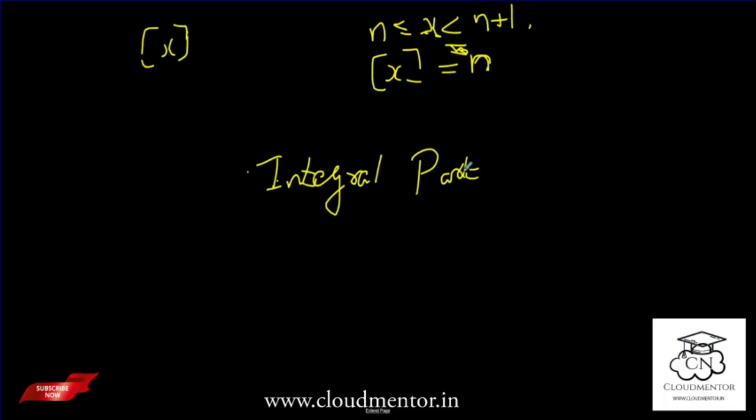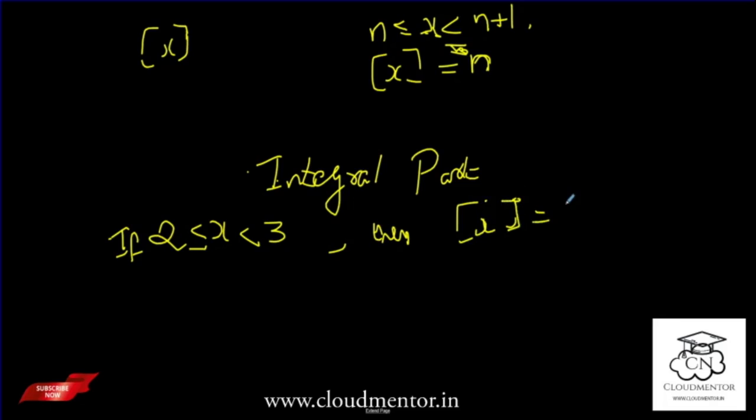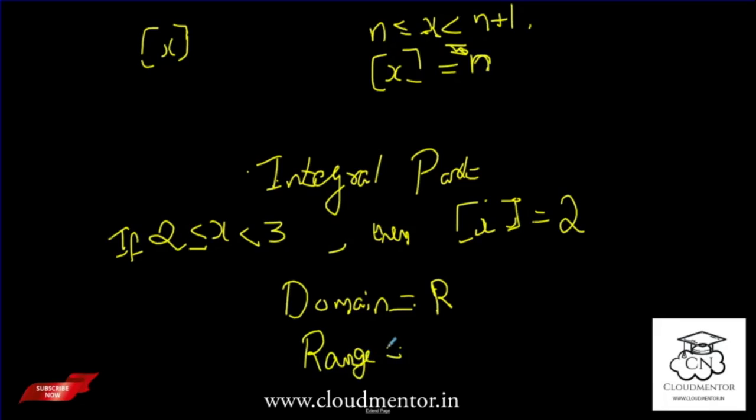For example, if 2 is less than or equal to x less than 3, then the greatest integer of x will be equal to 2. The domain can be any number in the real number set, so the domain is R, and the range will be only integers, range equal to I.